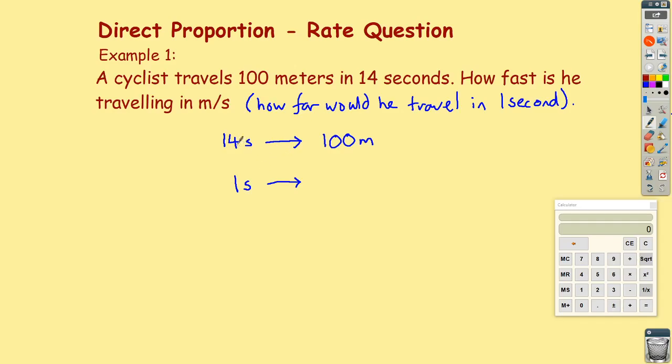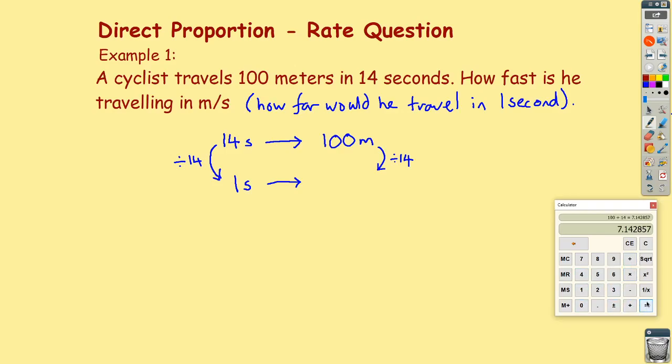So what are we going to have to do here? How do we get from 14 to 1? This is actually why these questions are in some ways easier than your ratio ones, because what you're always going to do is divide this number here by itself so that you end up with 1. So we're going to divide by 14 on both sides. They're in direct proportion, so anything you do to the front, you can do to the other side. We know that 14 divided by 14 gives us the 1 second. What we need to know is what 100 meters divided by 14 gives us.